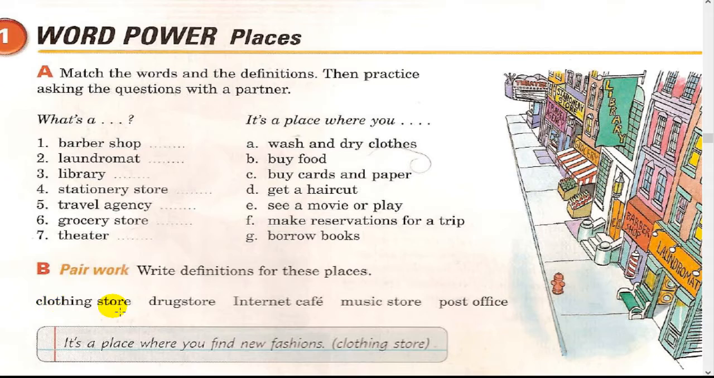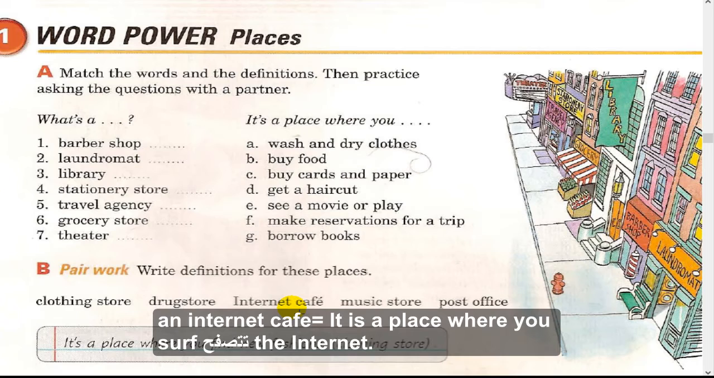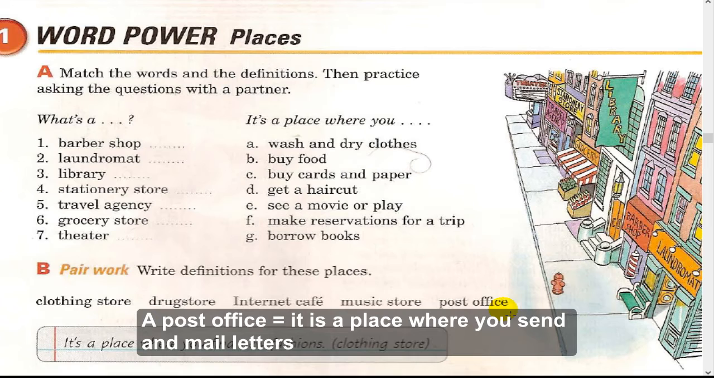Clothing store. Drug store. Pharmacy. Clothing store is a place where you find new fashions. Drug store. Pharmacy. It's a place where you buy medicine. Internet cafe. It's a place where you surf the internet. Post office. It's a place where you send letters, mail letters. Exercise number 2.